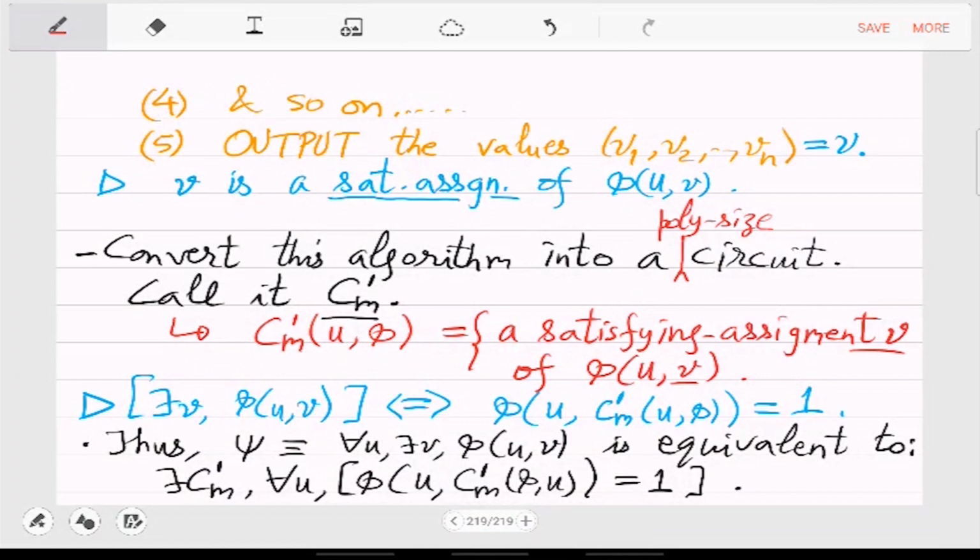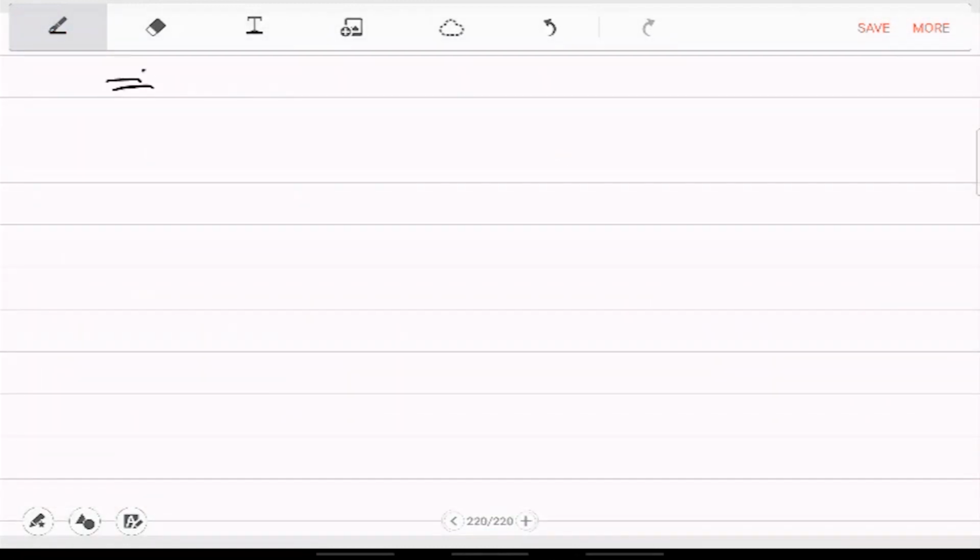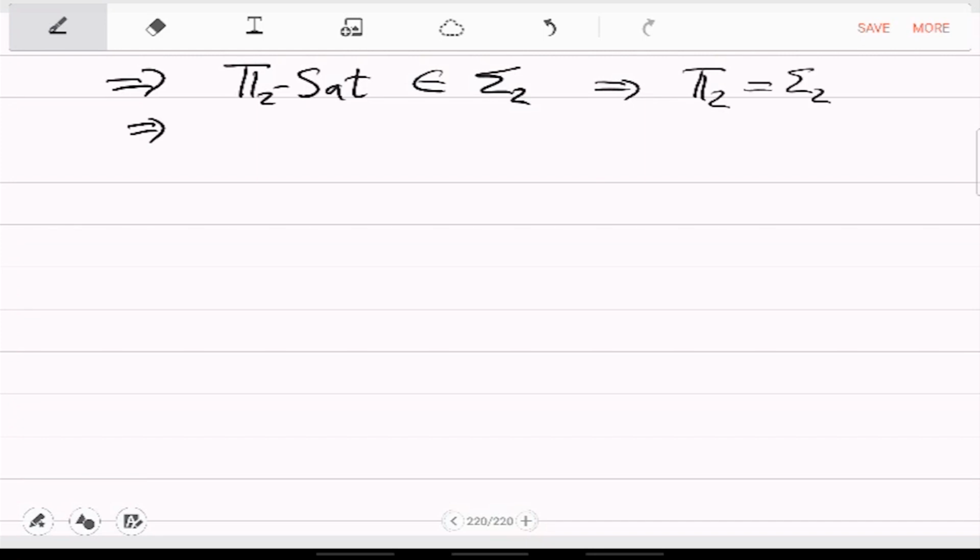So psi is equivalent to this, and that means that we have put Pi_2 SAT in Sigma_2. Which means that Pi_2 is Sigma_2, which means that the polynomial hierarchy collapses to Sigma_2, right. So that finishes the proof of the Karp-Lipton theorem that if SAT has Boolean circuits, then the polynomial hierarchy collapses. And there is a nice corollary to this. Let us also do that.